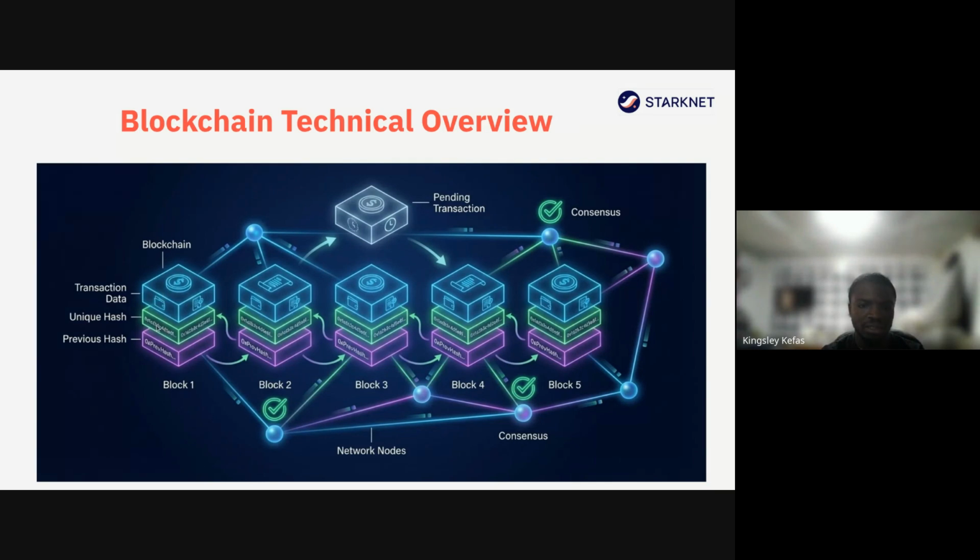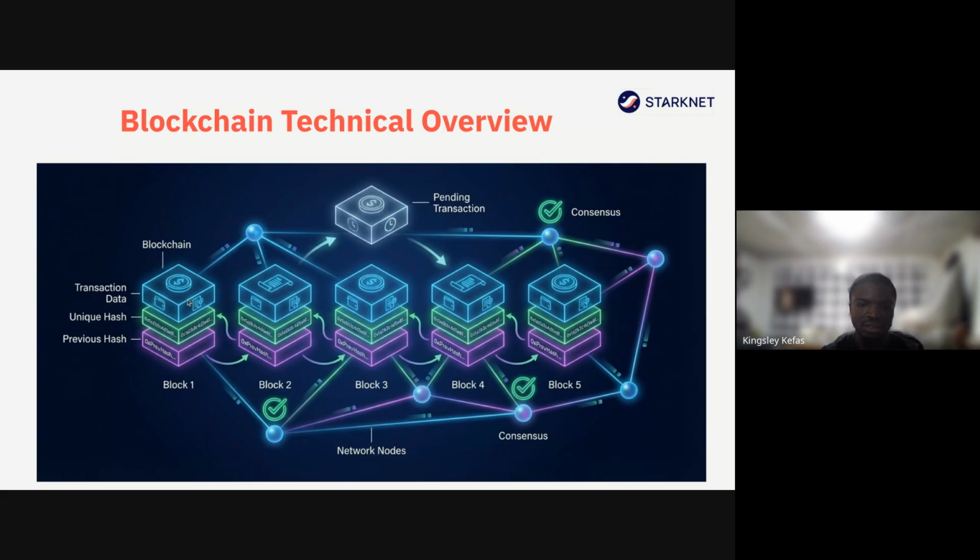Now, the second part is the unique hash. The unique hash is basically a unique identifier of that particular block. It's just like a unique identity for that particular block, right? So that you can differentiate different blocks. So this block has its own unique hash, and then another block will have its own unique hash, and so on, right? And then the third part is the previous hash. Previous hash is basically the unique hash of the previous block.